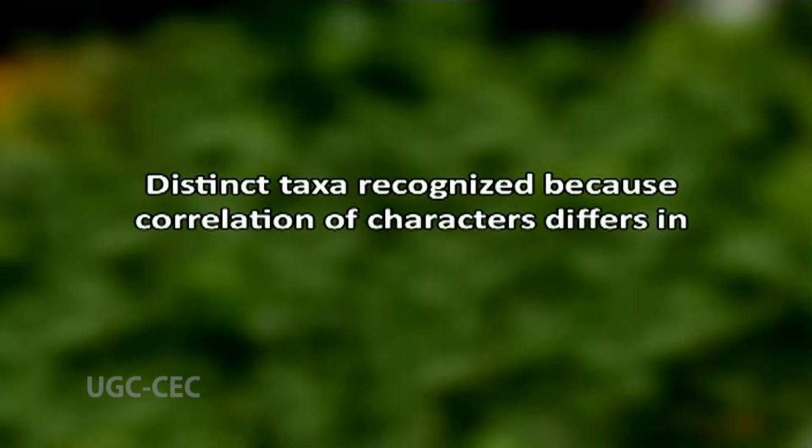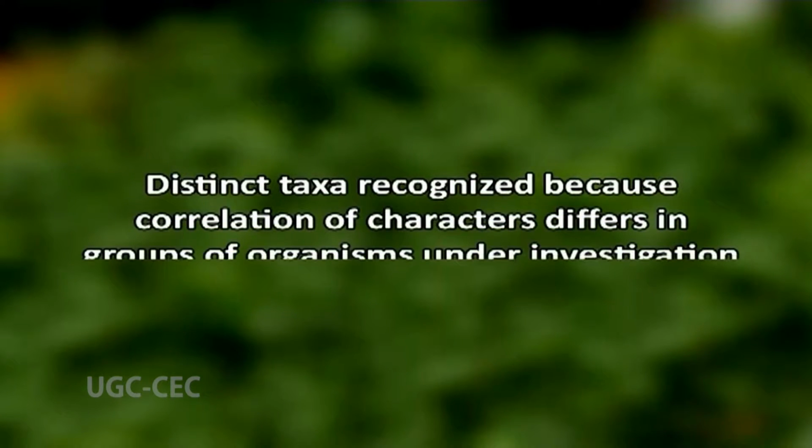Number 6, distinct taxa can be recognized because a correlation of characters differs in the groups of organisms under investigation. Number 7, phylogenetic inferences can be drawn from the taxonomic structure of group and from character correlations given certain assumptions about evolutionary pathways and mechanisms.